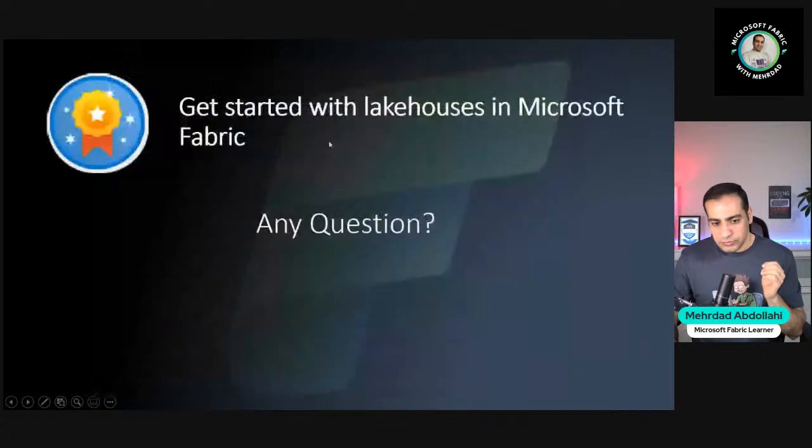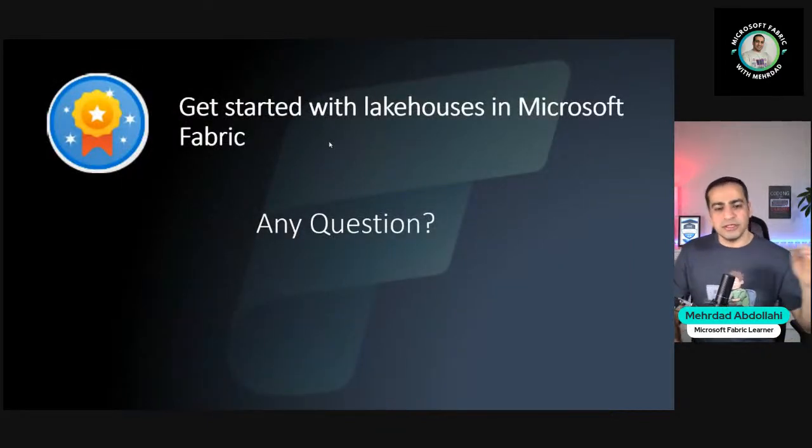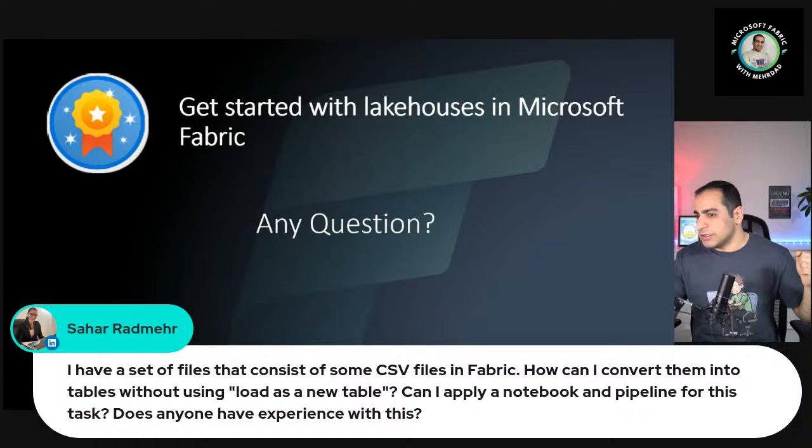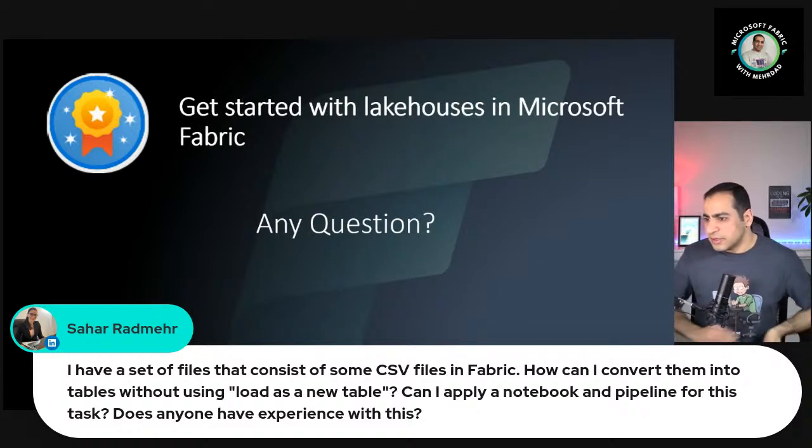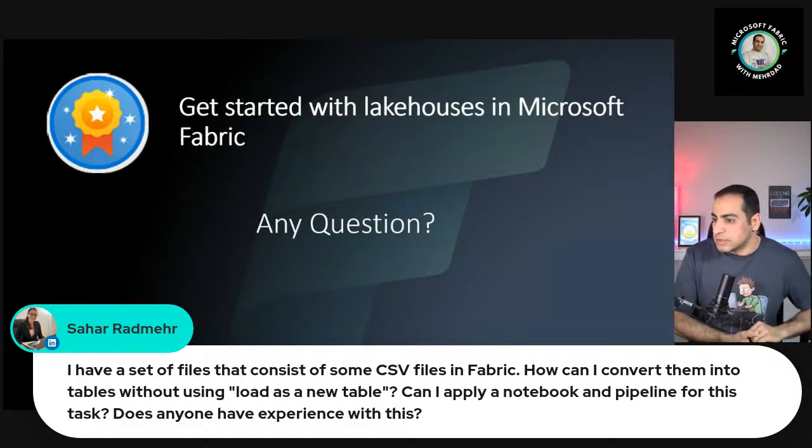Cool. So, congratulations, you have completed the second module of this learning path. And let me see, there is a question here from Sahar. I have a set of files that consist of some CSV files in Fabric. How can I convert them into tables without using load as a new table? Can I apply a notebook and pipeline for this task? Does anyone have experience with this?